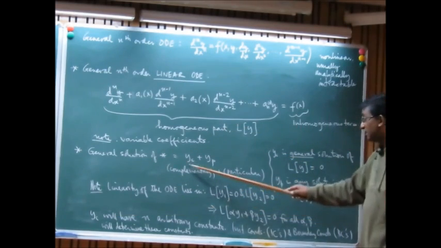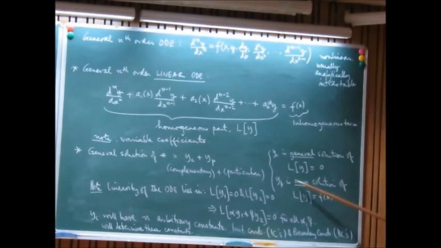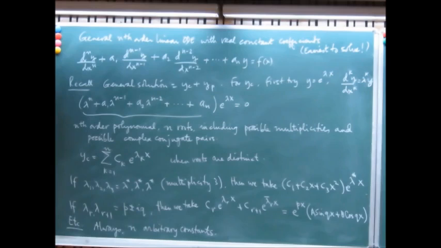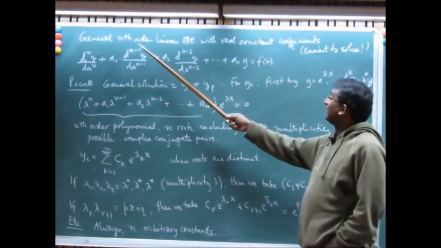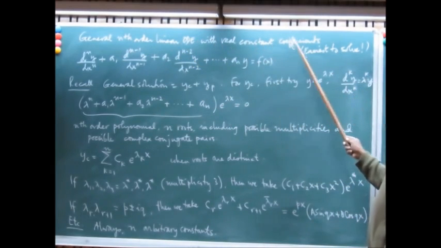Yc, the complementary solution, will have n arbitrary constants. Yp is any particular solution that you have found that does not have arbitrary constants. When you add these two, the general solution will have n arbitrary constants. Those have to be determined from initial conditions, ICs, or boundary conditions, BCs, and then a unique solution can be determined. Now we have come to the general nth order linear ODE with real and constant coefficients.